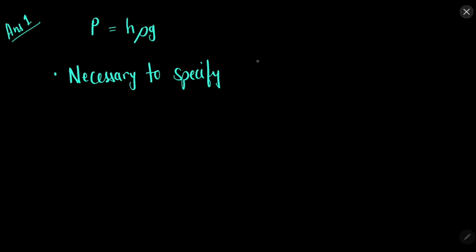So we know that the formula for pressure is equal to h rho g, where h is the height or the depth of the object, that is how much water is above the object, rho is the density of the fluid, and g is the acceleration due to gravity. Now it is necessary to specify that the tap is closed.